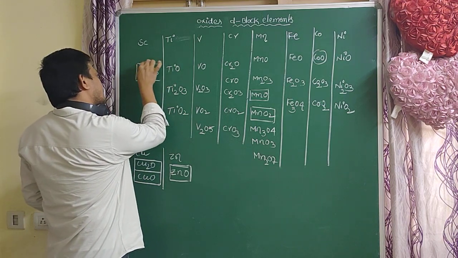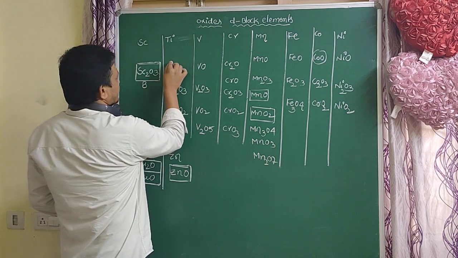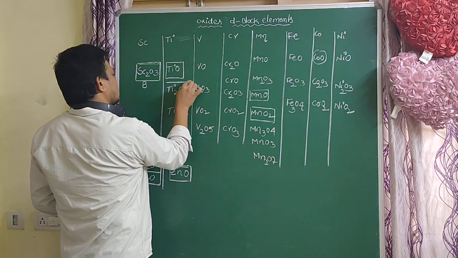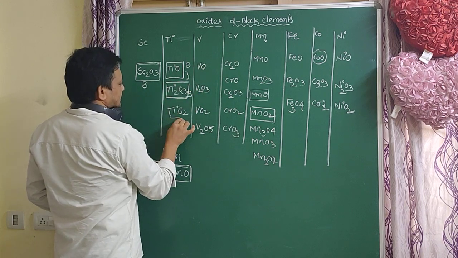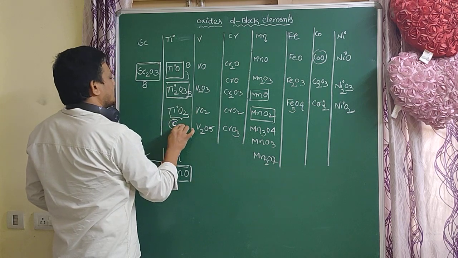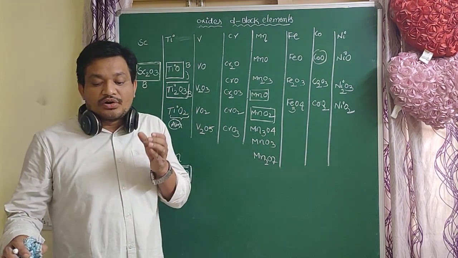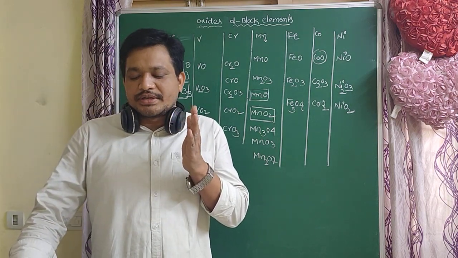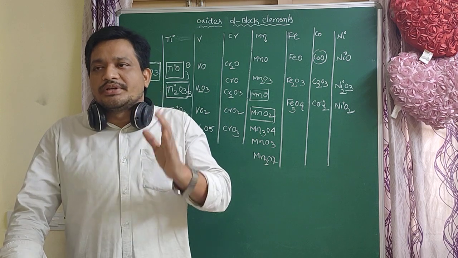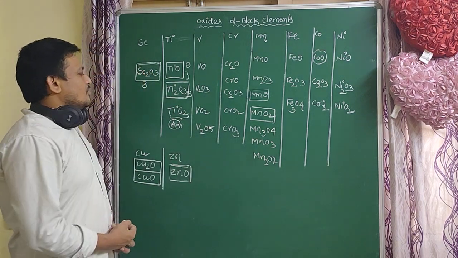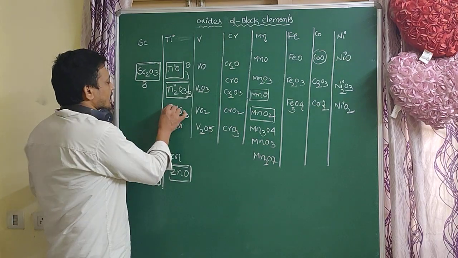Scandium has only one oxide, the most stable oxide, and it is a basic oxide. In titanium, TiO and Ti2O3 are basic oxides, and TiO2 is the amphoteric oxide. Titanium forms three oxides. Compared to all of them, TiO2 is the most stable oxide, and TiO2 is an amphoteric oxide.